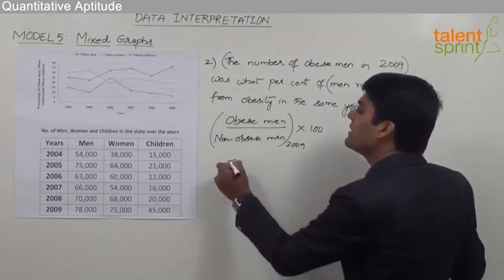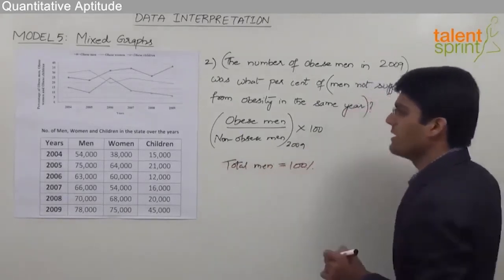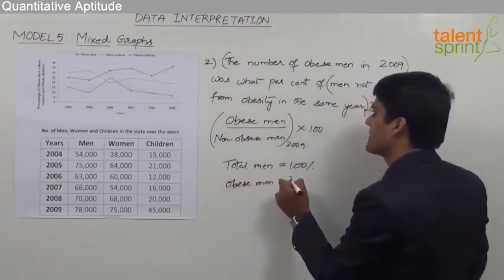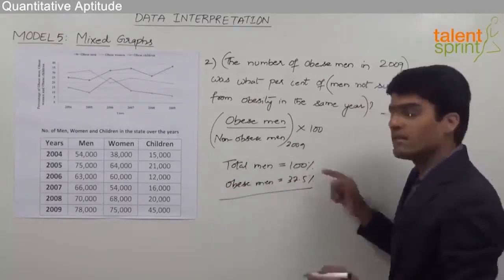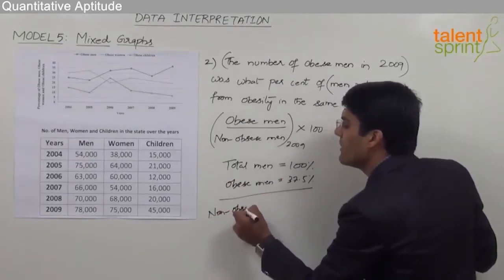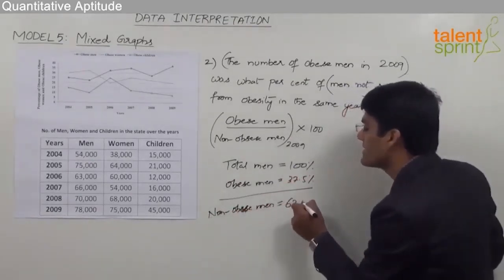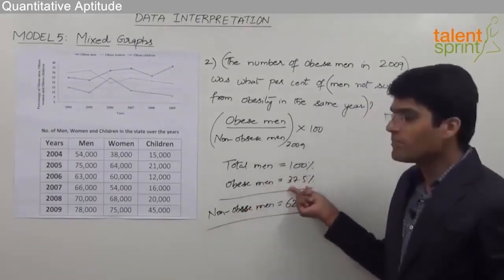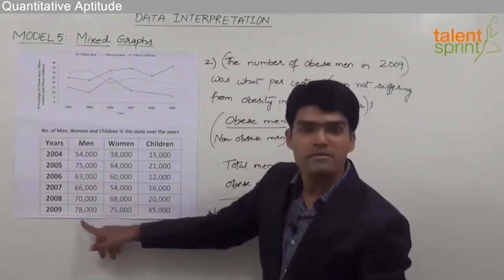Let us assume that the total men is 100%. Total, as we know, can always be taken as 100%. From the graph, we know that obese men is 37.5%. So the men who are not suffering from obesity will be total minus obese men. So non-obese men, as the term that we have given here, can be taken as 100 minus 37.5, that is equal to 62.5%. So we know that obese men will be 37.5% of 78,000 and non-obese men would be 62.5% of 78,000.